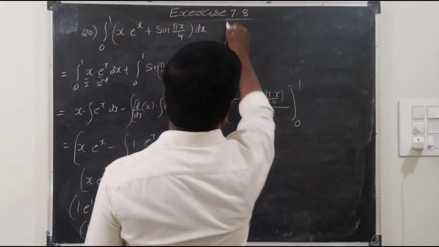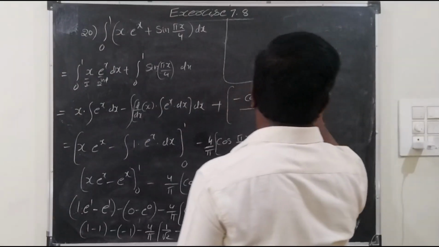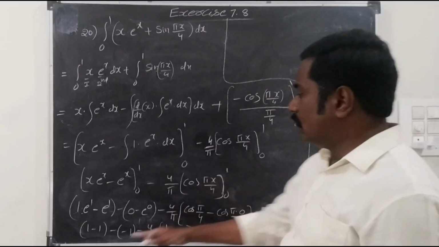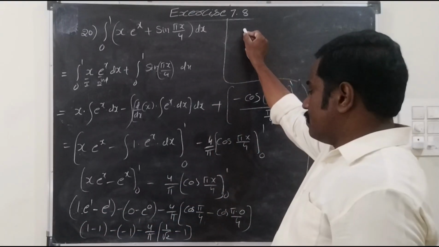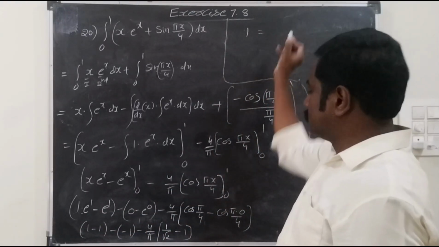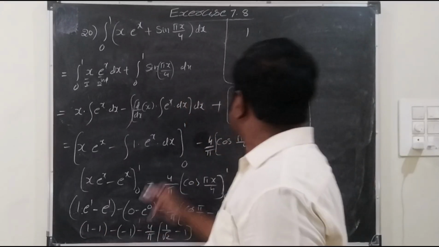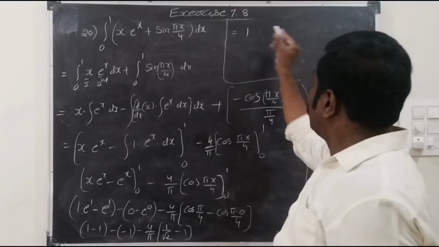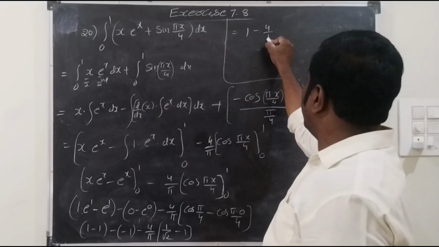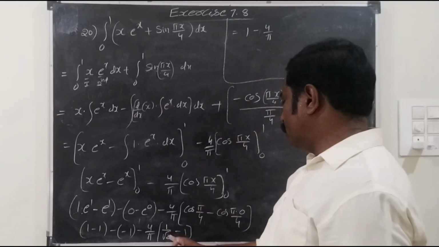Now, two more steps. That is equal to 1 minus 1, 0, can skip it. Minus of minus 1 plus 1. That is equal to 1 minus 4 by pi, 1 by root 2 minus 1.